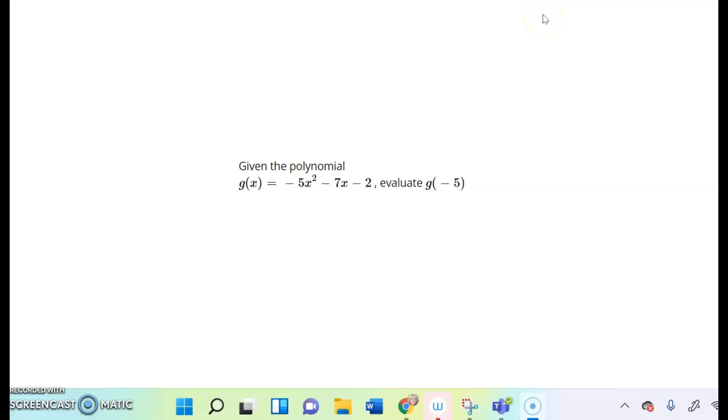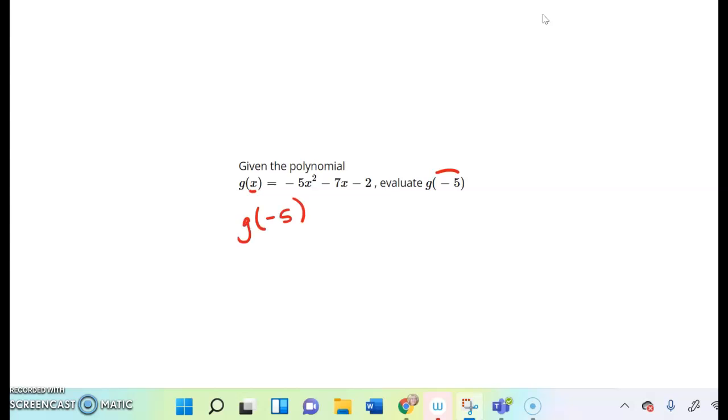Okay, given the polynomial g of x equals negative 5x squared minus 7x minus 2, we need to evaluate g of negative 5. So it's very important in this one that we use parentheses to substitute in negative 5. Notice this negative 5 is in place of x, and so that's exactly where we're going to put it.